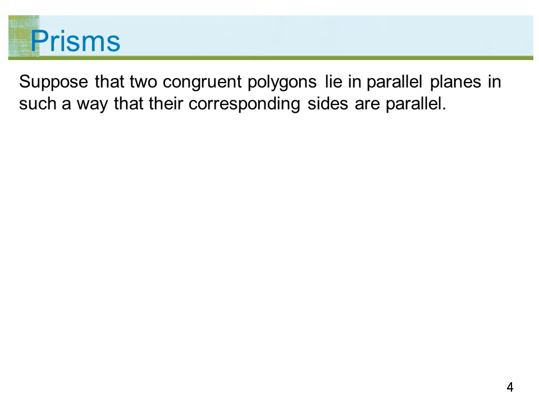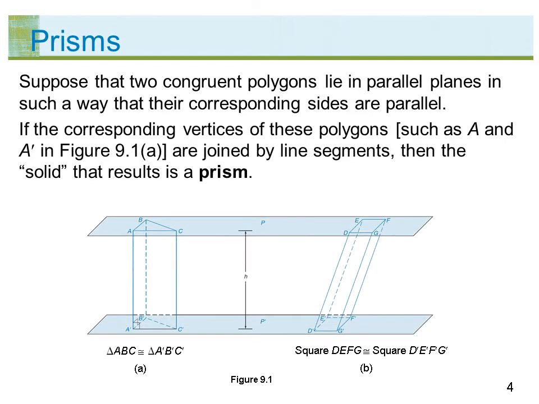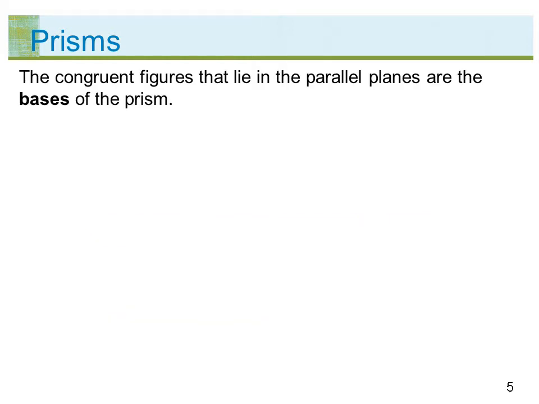Suppose that two congruent polygons lie in parallel planes in such a way that their corresponding sides are parallel. If the corresponding vertices of these polygons, such as A and A' in figure 9.1a, are joined by line segments, then the solid that results is a prism. The congruent figures that lie in the parallel planes are the bases of the prism.